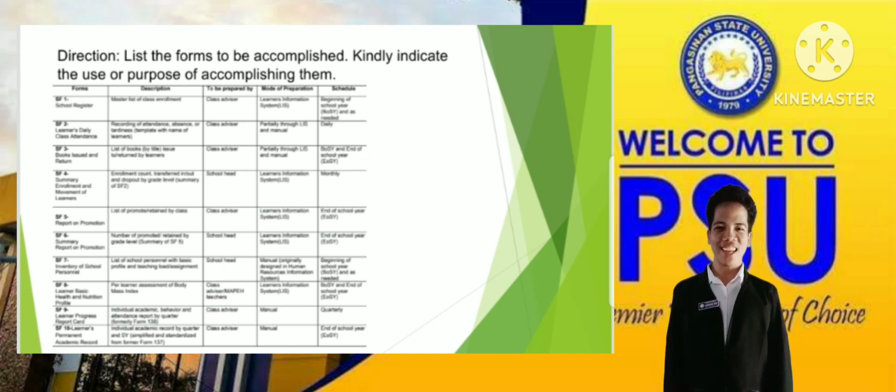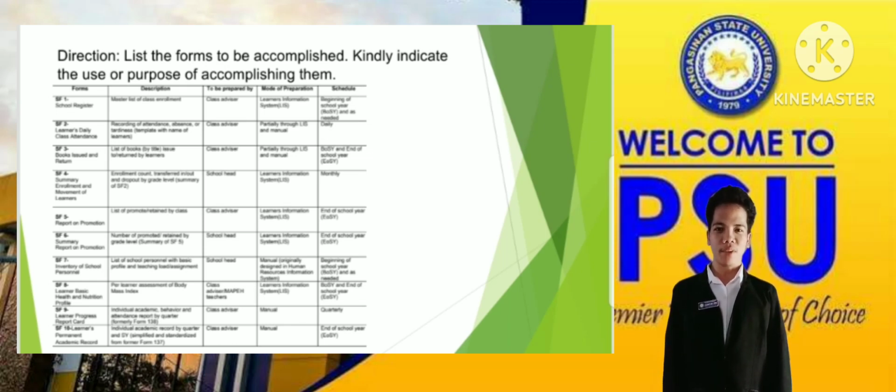To be prepared by school head. Mode of preparation: Learners Information System, LIS. Schedule: monthly. SF5 form, report on promotion. Description: list of promoted and retained learners by class.